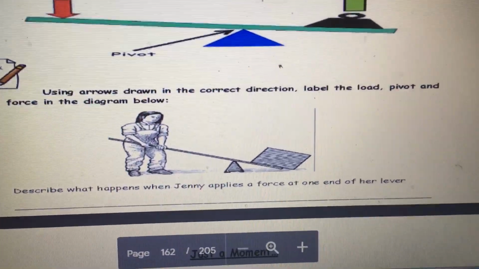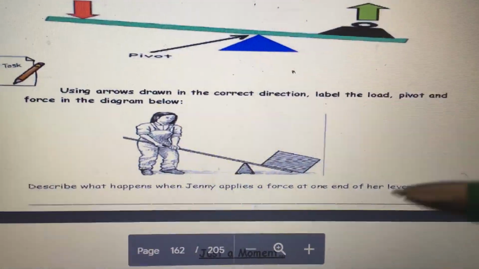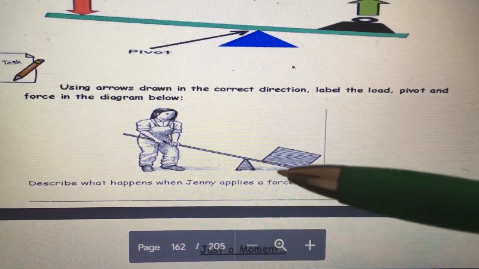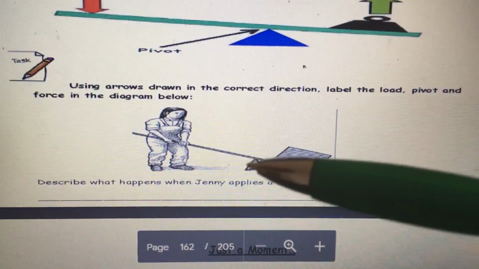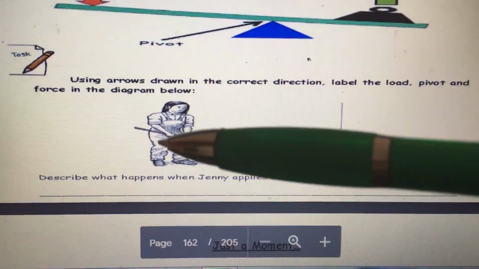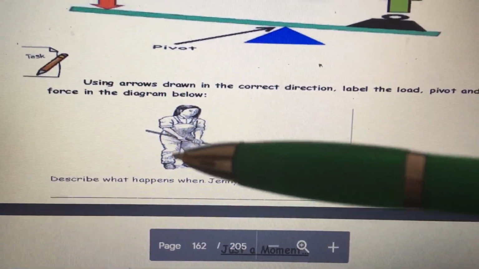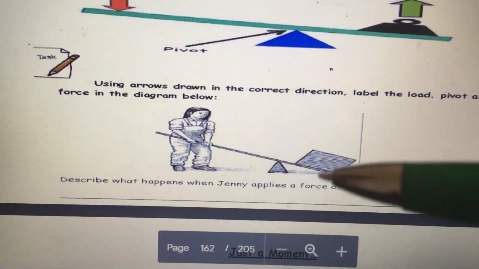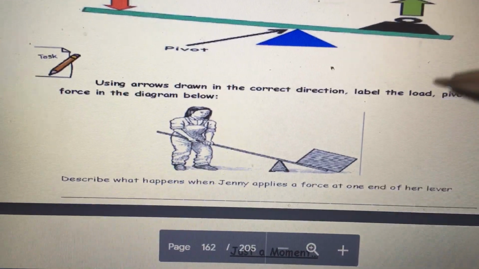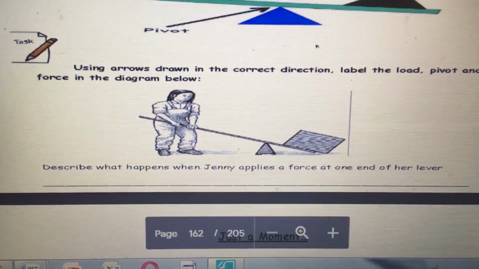Using arrows drawn in the correct direction, label the load, the pivot, and the force in the diagram. Well, this is the load, and the arrow would be pointing downwards to show the force coming from the load. This is the pivot, and this is the force, and it would also be acting downwards. Now, this force would be acting in an anti-clockwise direction, and the force from this load would be acting in a clockwise direction.